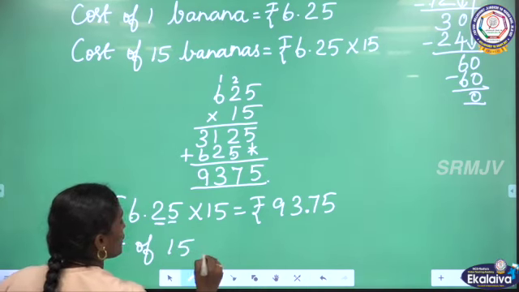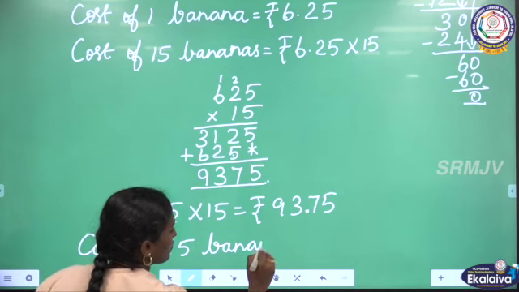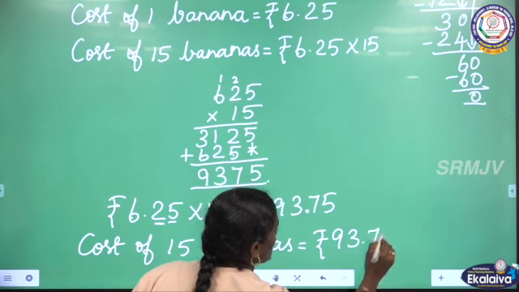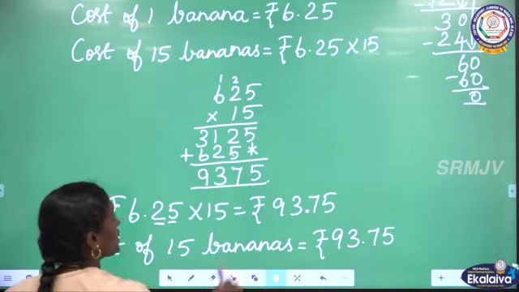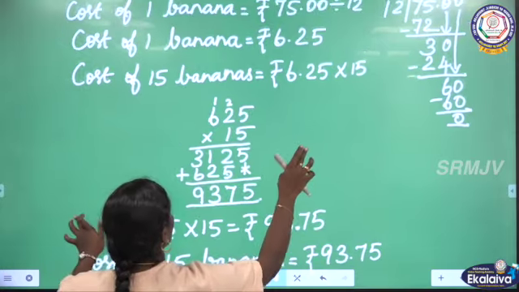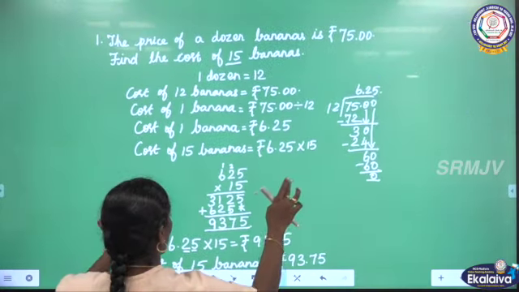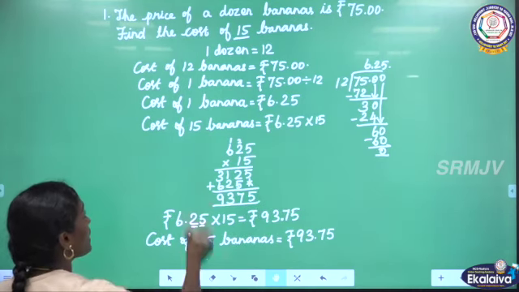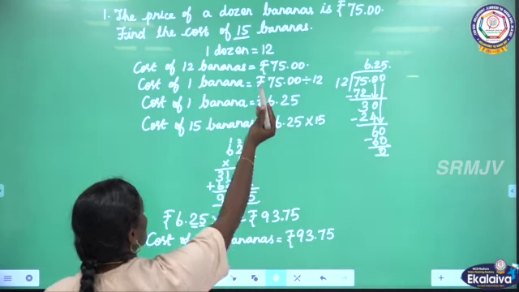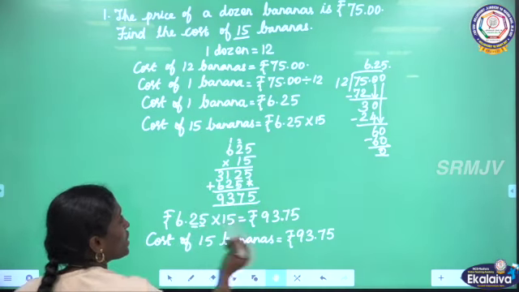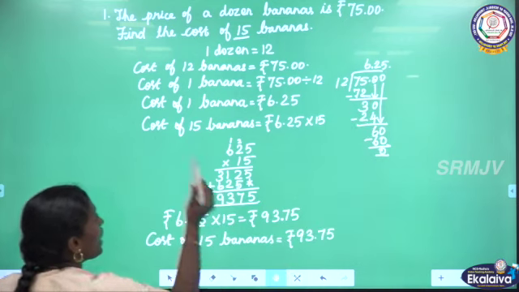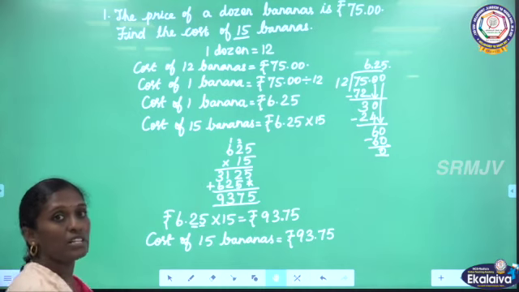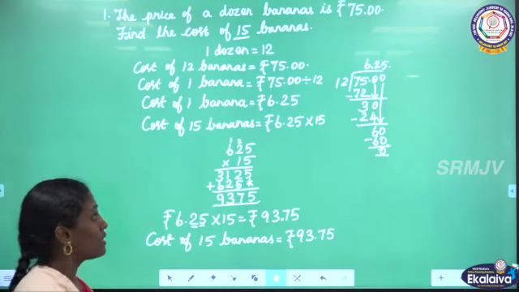Cost of 15 bananas is equal to rupees 93.75. Was it clear, children? See here, the price of 1 dozen bananas is given. That is 1 dozen is equal to 12. From the cost of 12 bananas, we are finding the cost of one banana by using division. After that, we are finding the cost of 15 bananas by using multiplication. This method is called unitary method. Is it clear?